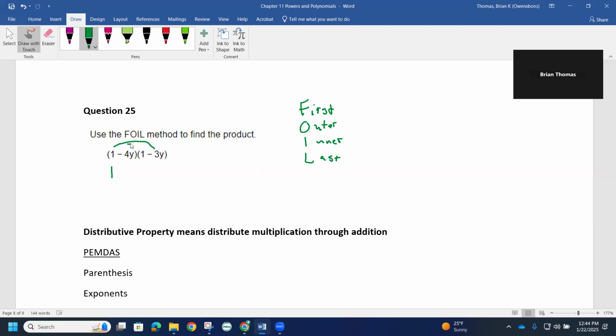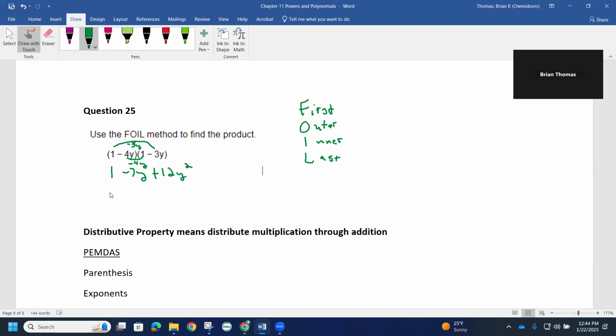So negative 3y. And then the inner, I'll make another little loop. So negative 4 times 1 would be negative 4y. And those are like terms. So negative 3y and negative 4y is going to come down as a negative 7y. And then my last terms, a negative 4y and a negative 3y, is going to be a positive 12y squared. So I'd have 1 minus 7y plus 12y squared.